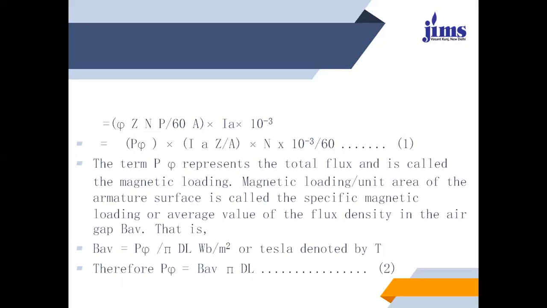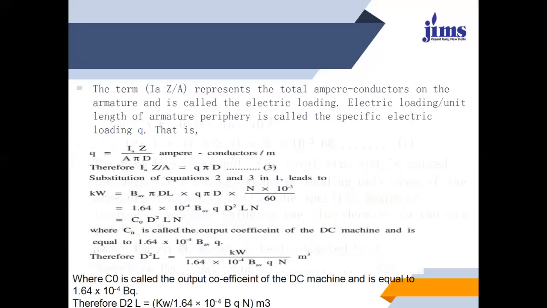Average flux density will be measured in the unit Tesla. Therefore, Φ equal to B average into πDL over P. The term IAZ upon A represents the total ampere conductors on the armature and is called the electric loading. Electric loading per unit length of the armature periphery is called the specific electric loading, indicated by q. That is, q equal to IAZ upon A times πD, ampere conductors per meter. Therefore, IAZ upon A equal to q πD.